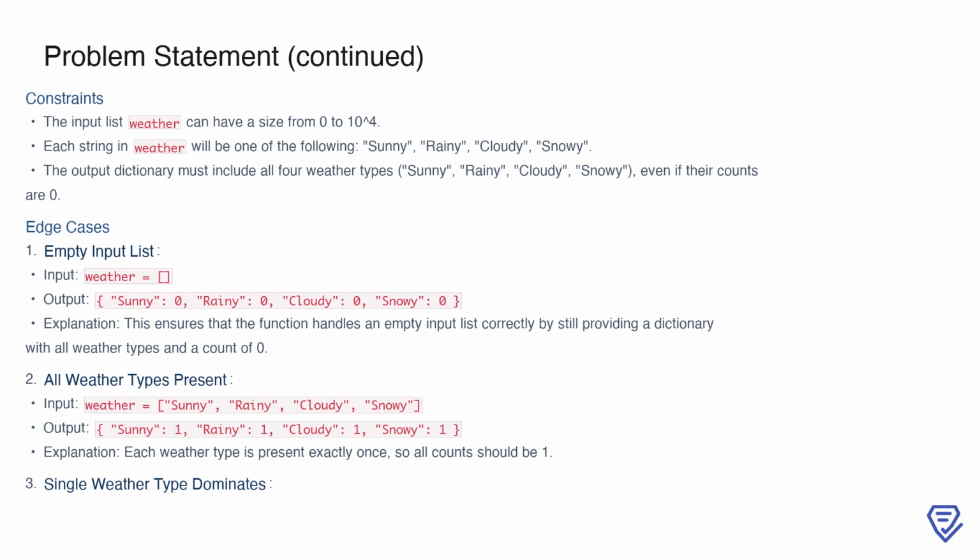Another edge case is when all four weather types are represented exactly once, such as in sunny, rainy, cloudy, snowy. In this case, the output should show a count of 1 for each weather type. These constraints and edge cases ensure the function behaves predictably across a variety of scenarios.